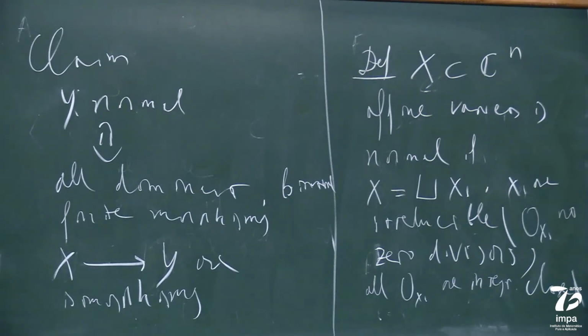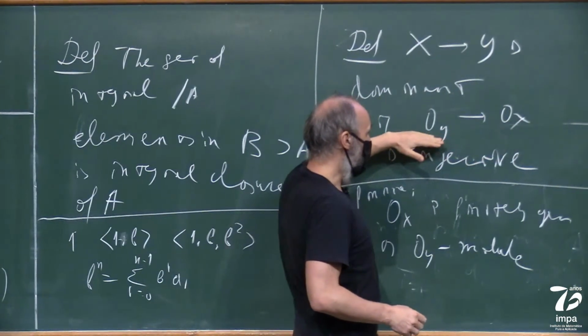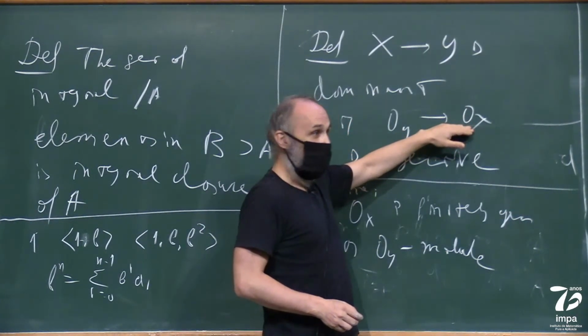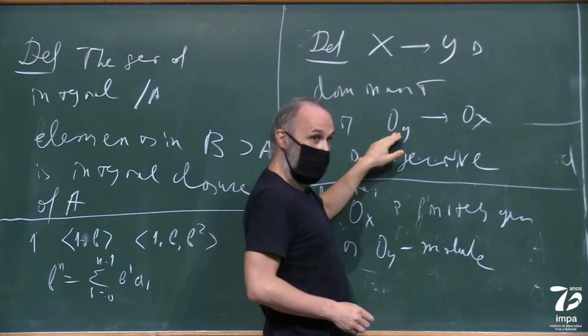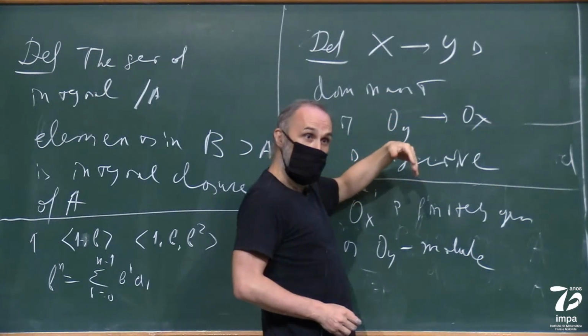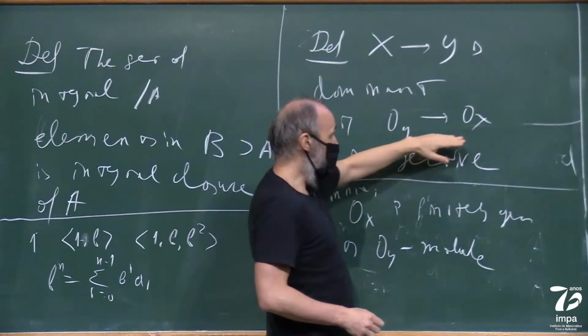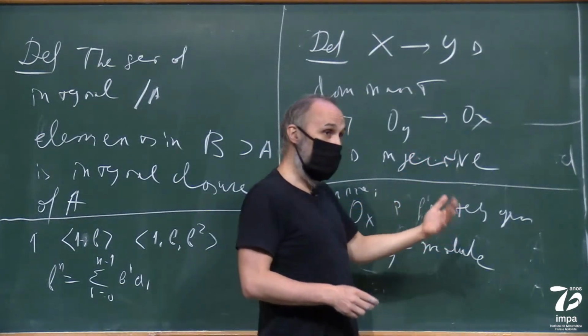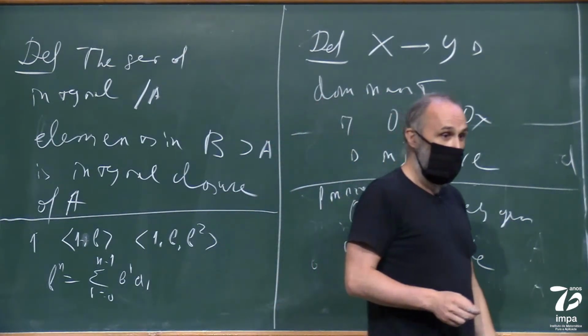Okay, so you have O of X as a certain subring in the fraction field of O of Y, which is finitely generated. It's equal to O of Y if O of Y was integrally closed. And conversely, if it is always equal to O of Y, then O of Y is integrally closed. So this condition is equivalent to being integrally closed.